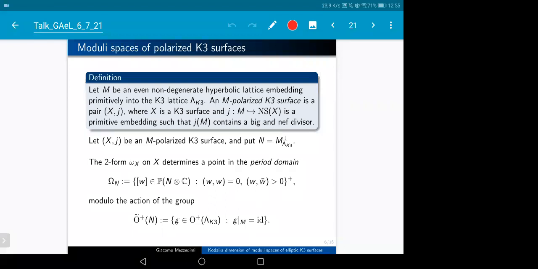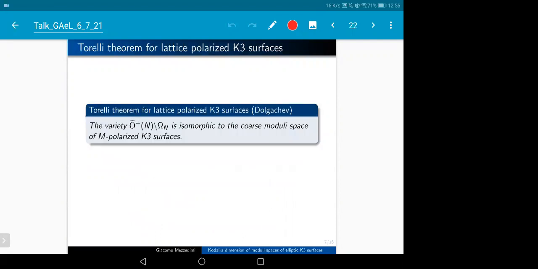And of course, there's a group acting on this period domain, and it's the following nice group. It's the group of isometries of this big K3 lattice that preserve this decomposition in sheets and that act trivially on our lattice M, because we want our fixed part M to be preserved by these isometries. And the Torelli theorem for lattice polarized K3 surfaces says precisely that the quotient of the period domain by this group is the coarse moduli space of M-polarized K3 surfaces. So points of this quotient correspond to K3 surfaces whose Néron-Severi lattice contains a copy of this lattice M.